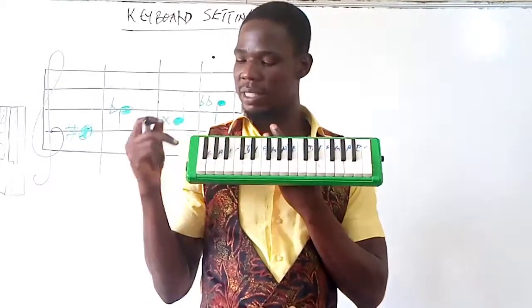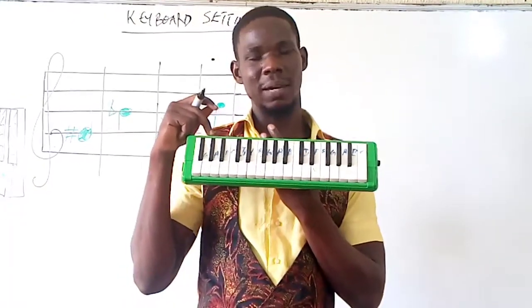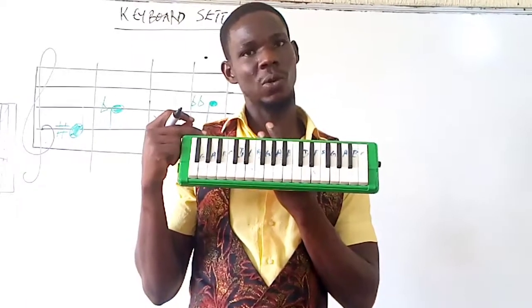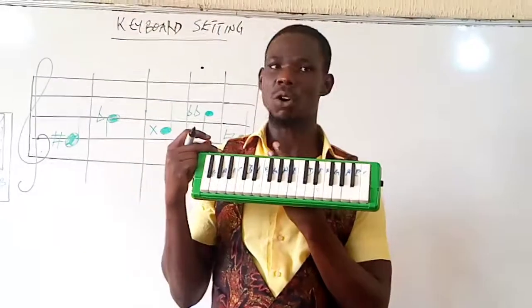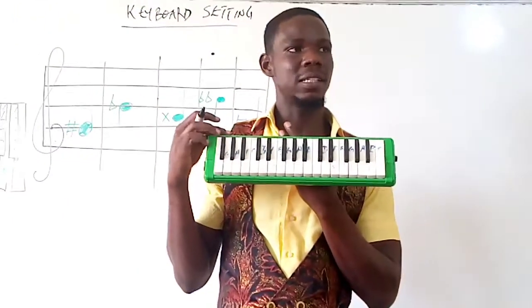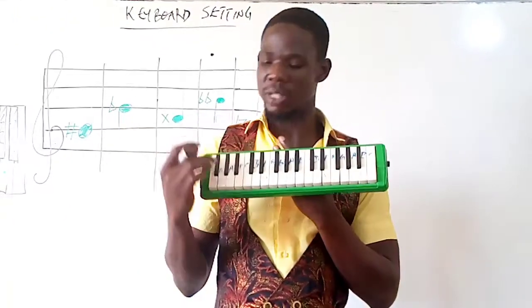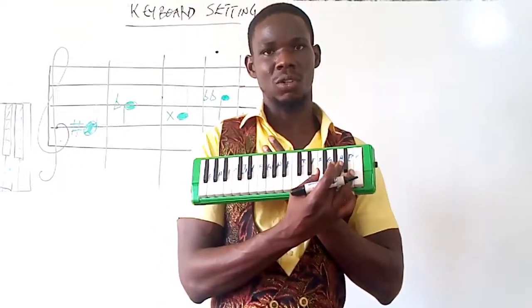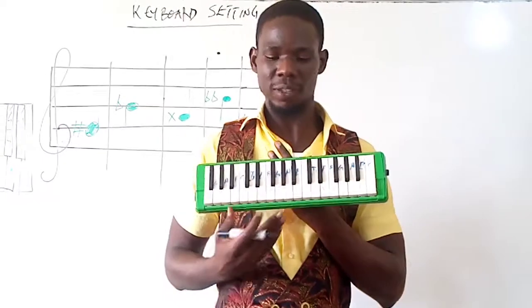Now, an example of the keyboard is the one I'm holding in my hand here, which is the melodium. We have the accordion also. We have an organ and also the piano. These instruments I just mentioned are all built up in a set of white and black keys. So those are the examples of the keyboard.